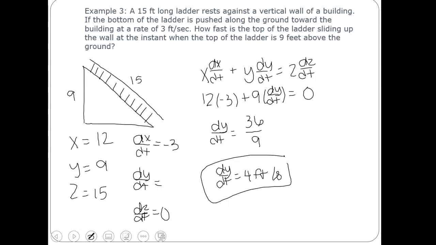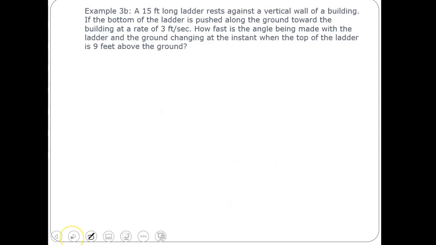Alright. So then, taking into account that same problem, same answers, all the same values, what happens to the angles? Things can't stay this easy. We've got to talk about things that are not so easy. So we are going to look at how fast the angle made by the ladder and the ground is changing.